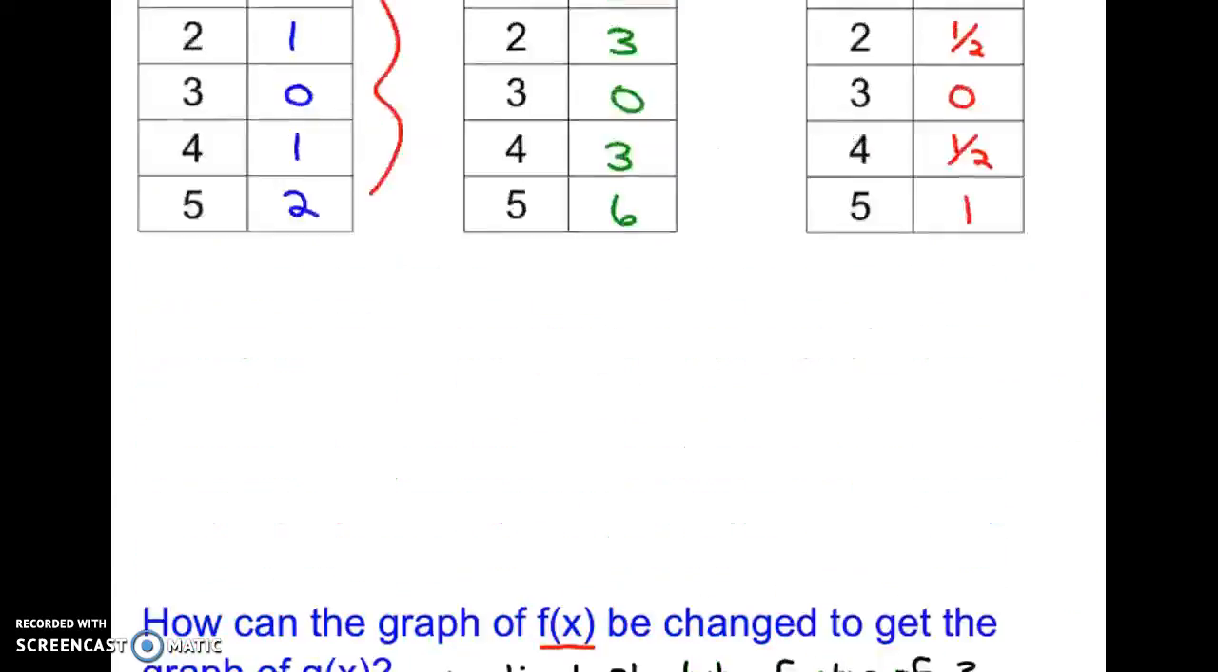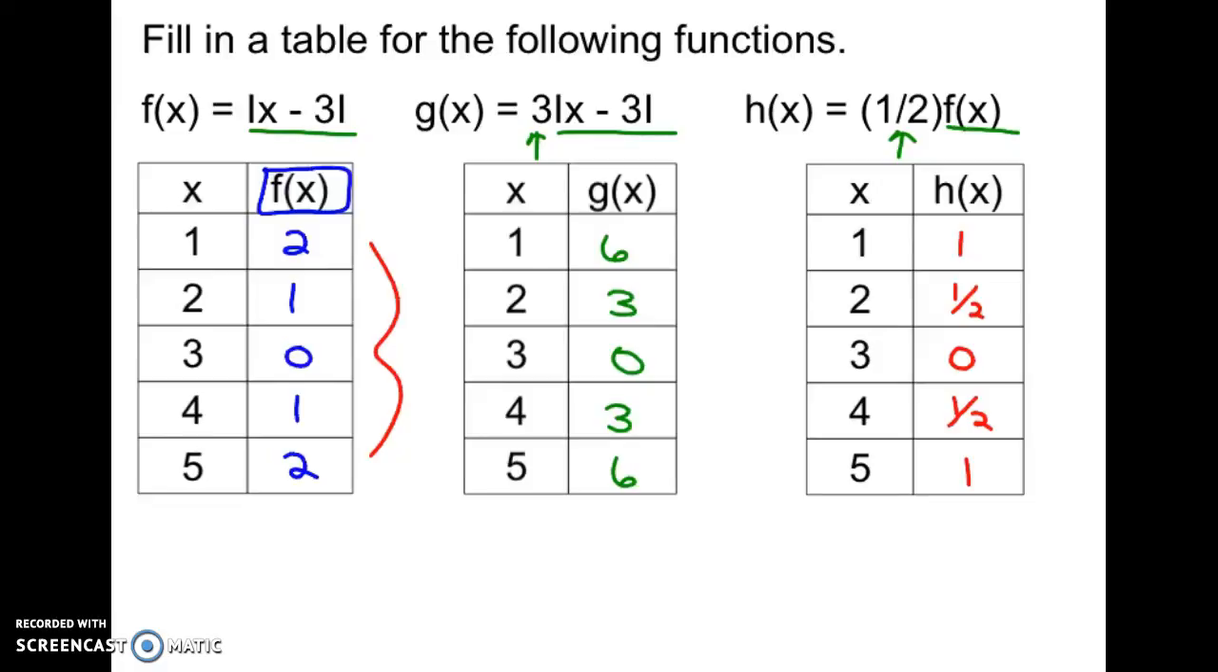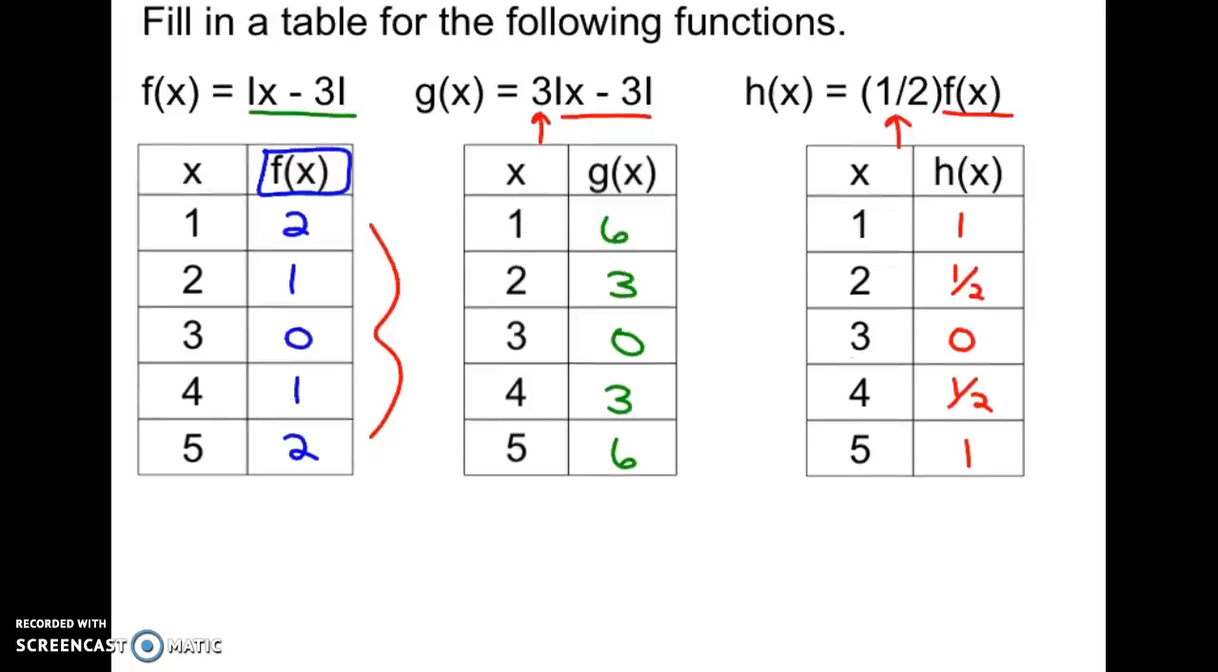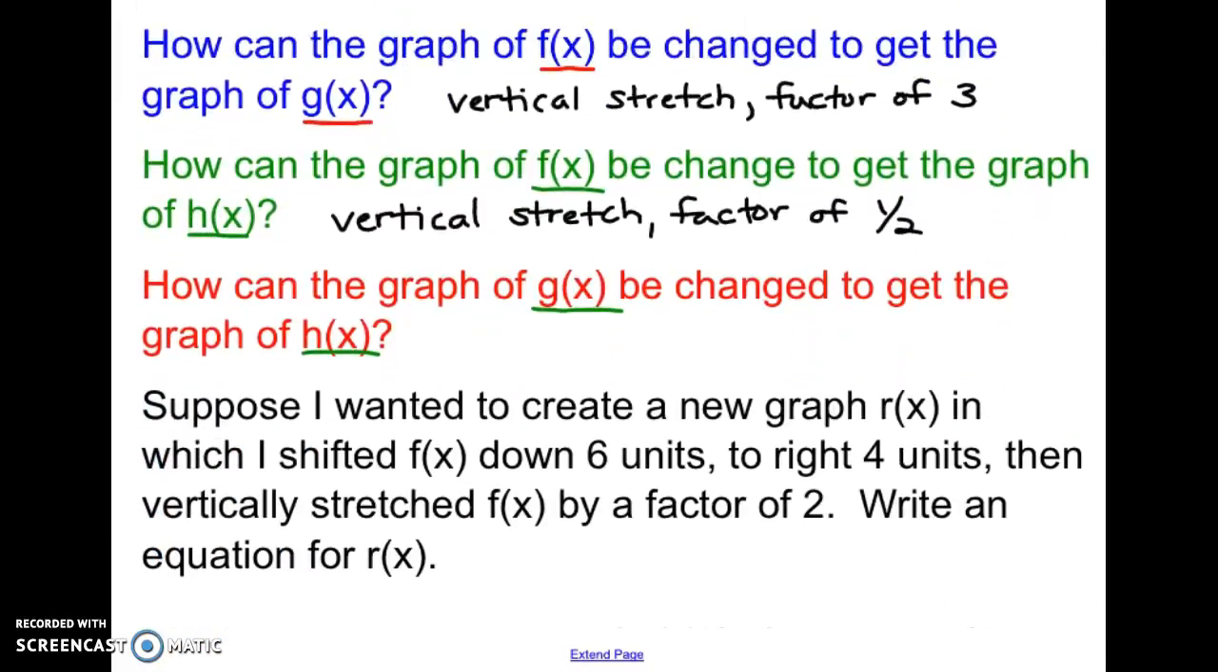Okay, the third problem, you want to get from g of x to h of x. Let's go look at that. So you went from g of x to h of x. Now this part's the same, because remember, that's the same as the absolute value of x minus 3. So the only thing that changed, you went from 3 to 1/2. So technically you divided by 6, which is the same as multiplying by 1/6. Okay, so you actually multiplied 3 by 1/6 to get 1/2. So what you would say is you had a vertical stretch, the factor of 1/6.